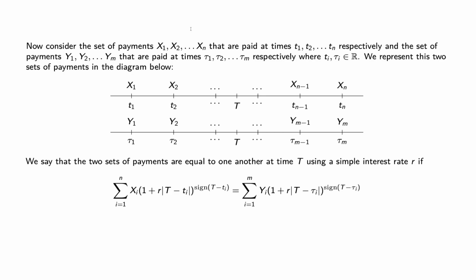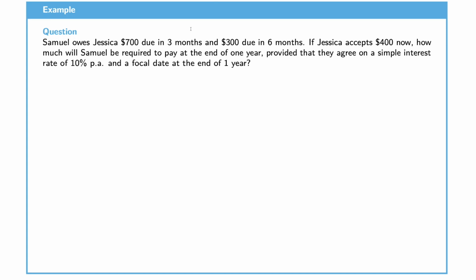So let's have a look at a particular example of this. Let's say Samuel owes Jessica $700 due in 3 months and $300 due in 6 months' time. Let's say Jessica accepts $400 now. How much will Samuel be required to pay at the end of 1 year, provided they agree on a simple interest rate of 10% and a focal date at the end of 1 year?